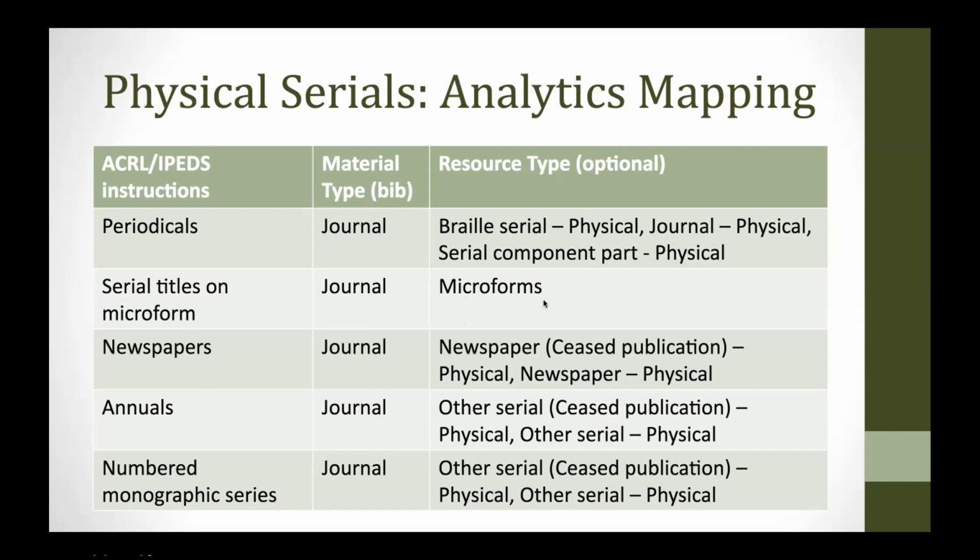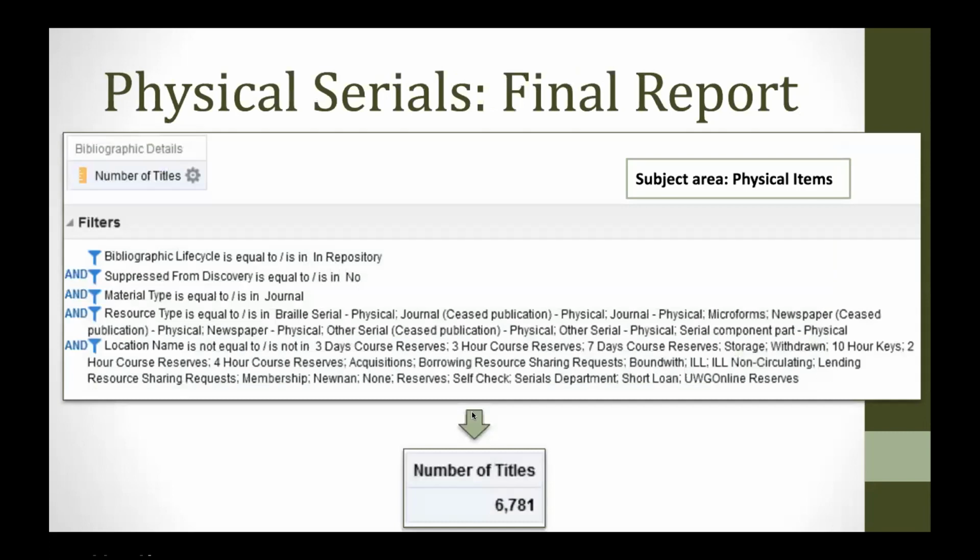Also note here for microforms, serial titles on microform, to include that resource type of microform. So in this case, microforms is definitely not optional. That would need to be included. And then here's what our report looks like on the criteria tab in analytics. And again, you can see we've included all of the serial resource types in addition to microforms to get the microform serials.